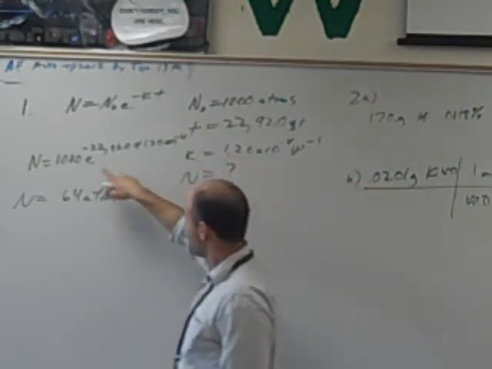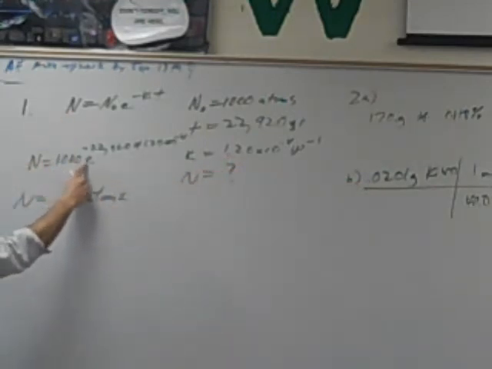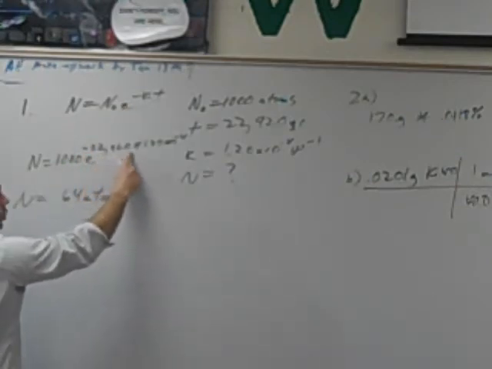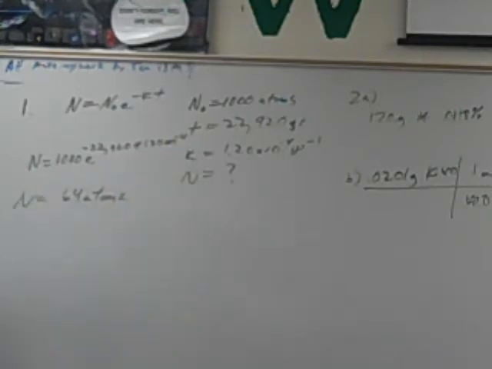So we plug in our numbers, 1,000, the exponential, don't forget your negative, 22,920 times 1.20 times 10 to the negative 4th. And if you plug it into your calculator correctly, I believe the answer you get out is 63.5. And you can't have half an atom. So you round it up to the nearest whole number, which would be 64 atoms. So in other words, after 22,920 years pass, 64 carbon atoms will be left.